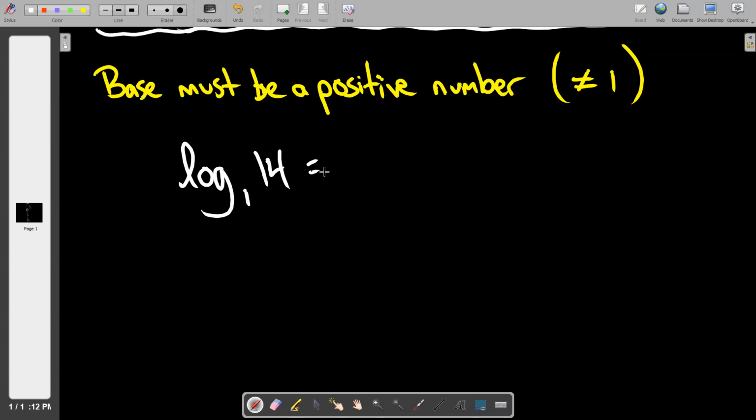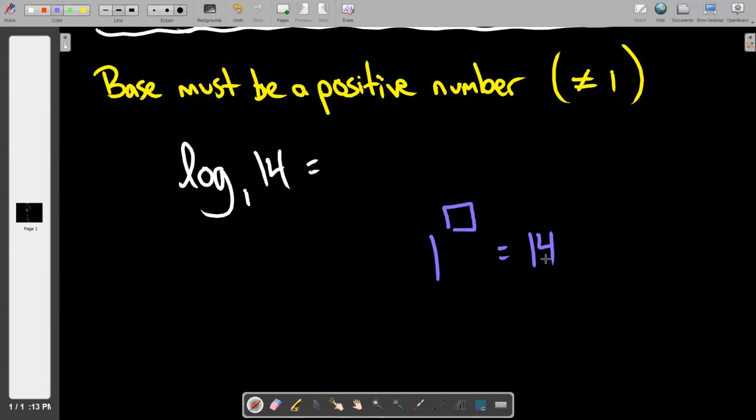Think about the silliness. If you really are thinking about logarithms, you understand that that's a silly thing for me to ask, right? The question is fundamentally, 1 to what power equals 14? It ain't happening. Take 1 to the millionth power, what do you get? You get 1. Take 1 to the negative 10th power, you get 1. Take 1 to the 0th power, you get 1.